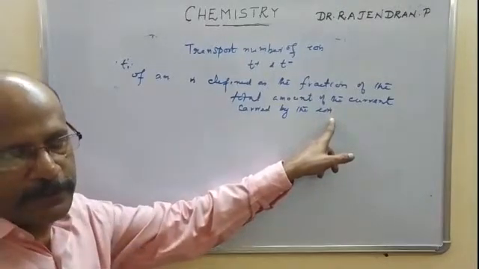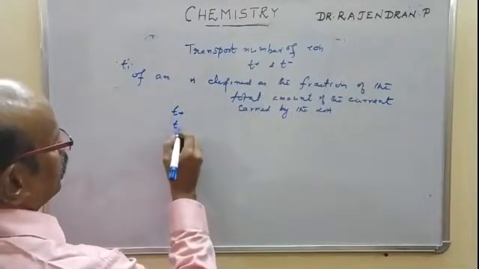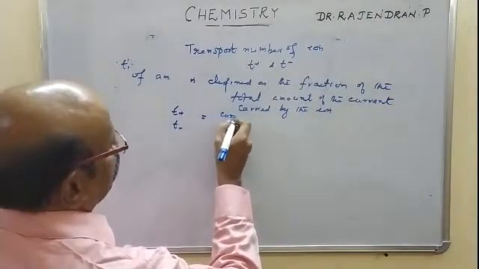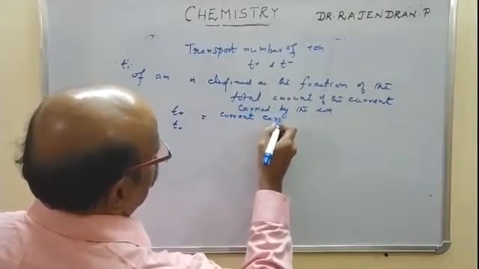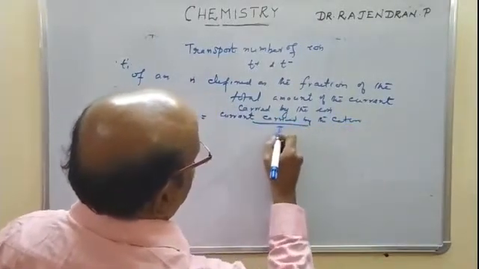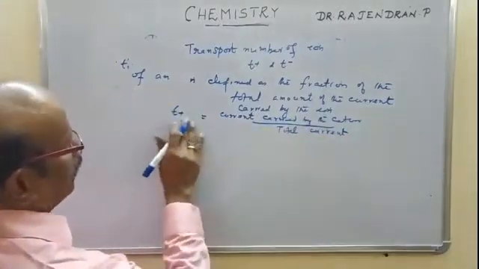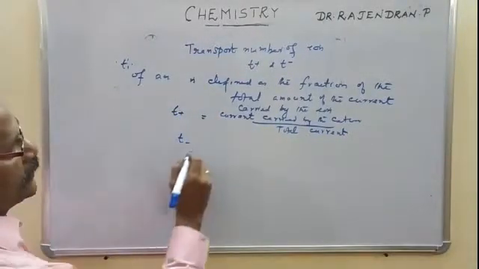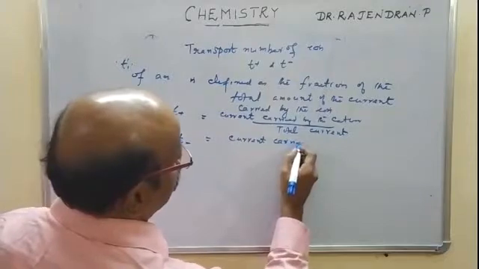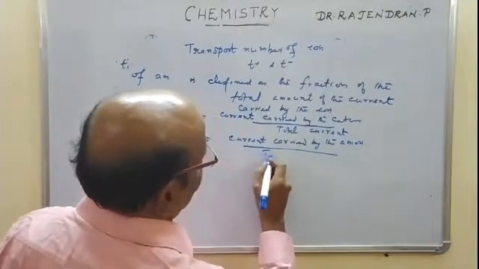We have only two transport numbers. One is the transport number of the cation, T plus, that I mentioned. Another is the transport number of the anion. Therefore, the transport number of the cation T plus is the ratio of the current carried by the cation divided by the total current. That is the equation. Similarly, the transport number of the anion is the current carried by the anion divided by the total current.